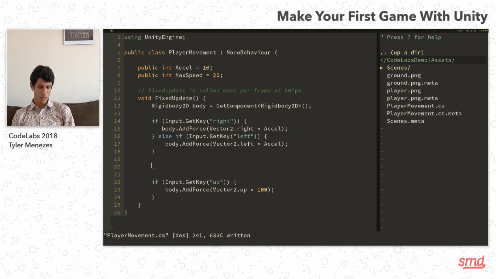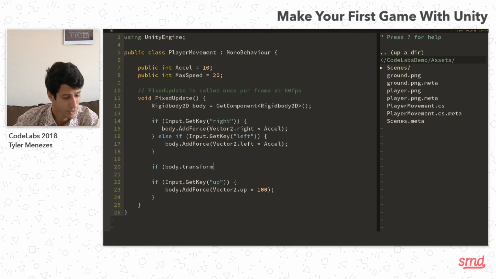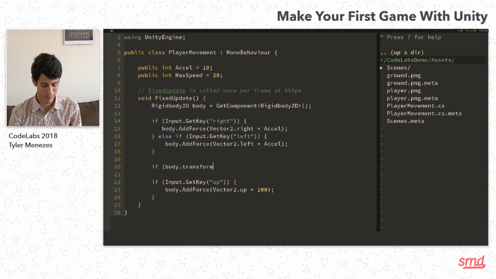What do we want the next thing to do? Well, we want to check if the speed is greater than our max speed. I think the way we do that is body.transform. I wrote this down somewhere, I think. Did I? I actually didn't. I should have written it down. So body dot, I think it's body dot velocity dot magnitude, which is basically the same thing as saying speed irrespective of direction. Velocity includes the direction, speed does not.